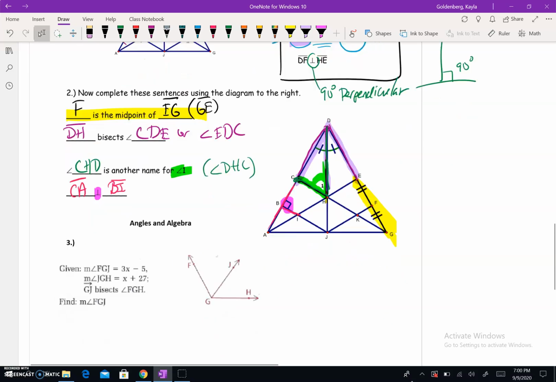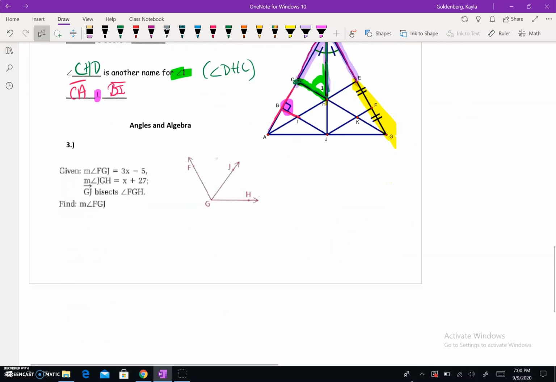The very last problem we're going to do is an angle and algebra example. So remember, all throughout the year we're going to be weaving in this algebra into geometry. First one says measure. That's a little symbol that means the measure of an angle. Sometimes we use the little m, sometimes we just say angle FGJ, kind of depends. So FGJ, that angle, the degrees that it is represented by is 3x minus 5. So that's saying we don't know how many degrees for sure. We have to figure out what x is first.